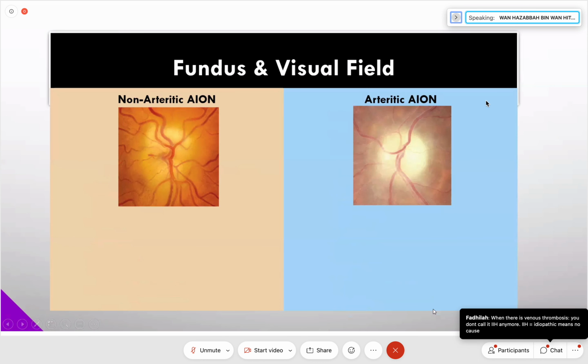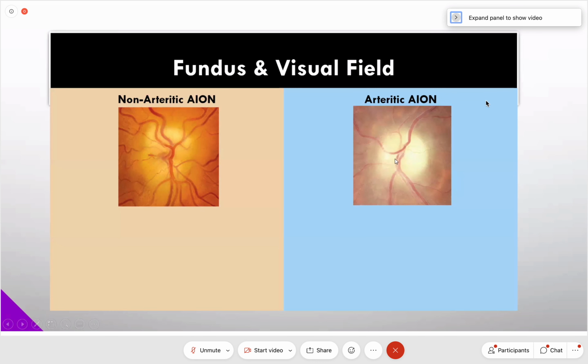Okay, if we look at the fundus appearance, you may see 360 swollen disc, but this swollen disc, compared to the optic neuritis just now, is more towards pallor because of the ischemia. Then, if you compare with arthritic, you can read that the appearance is whitish, where we call it chalky white appearance. Okay, it's due to prolonged or chronic ischemia.